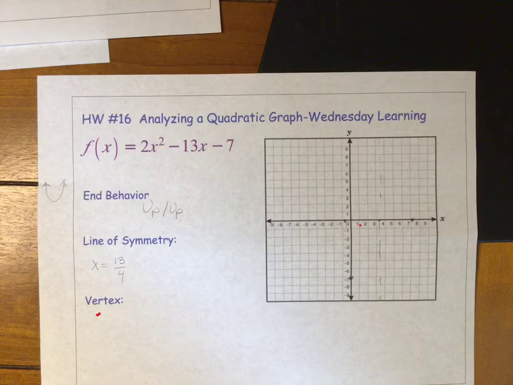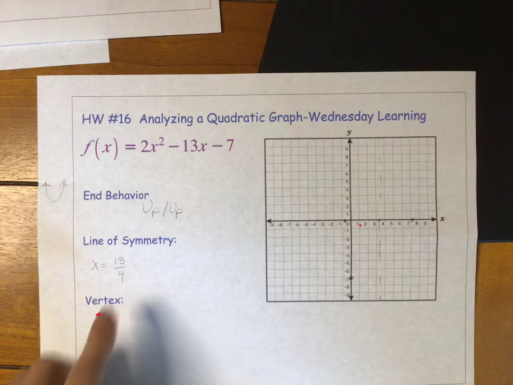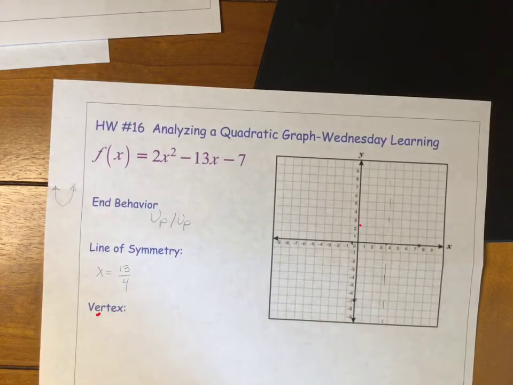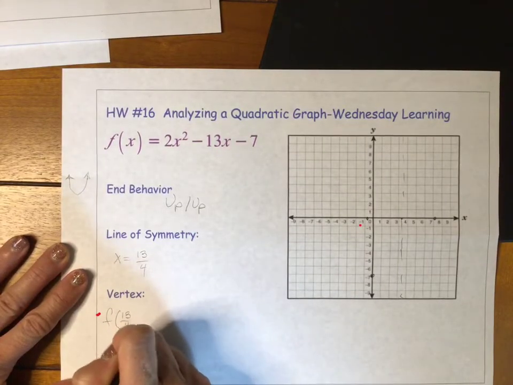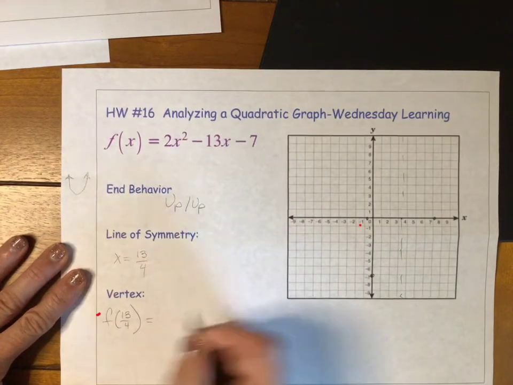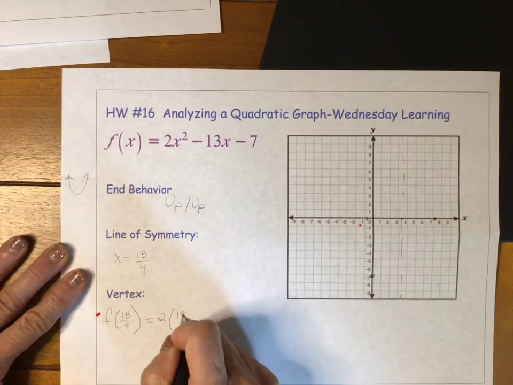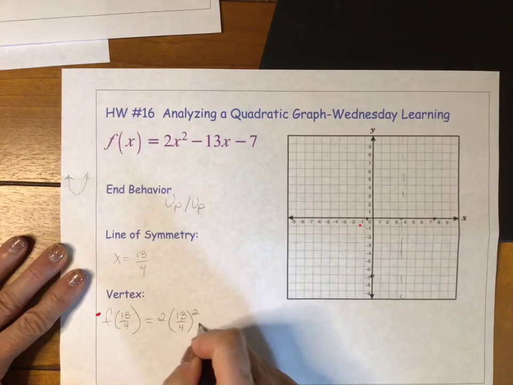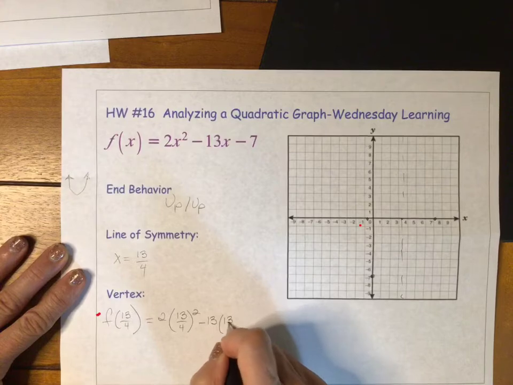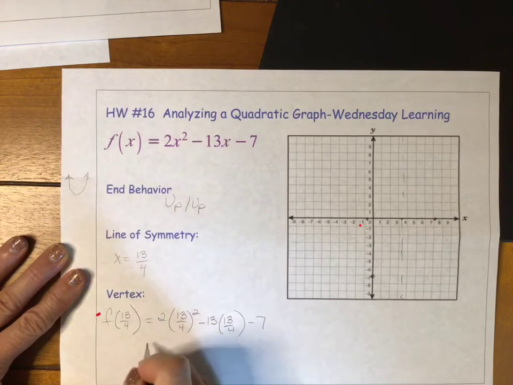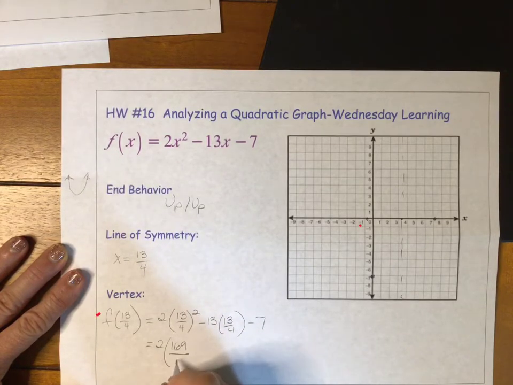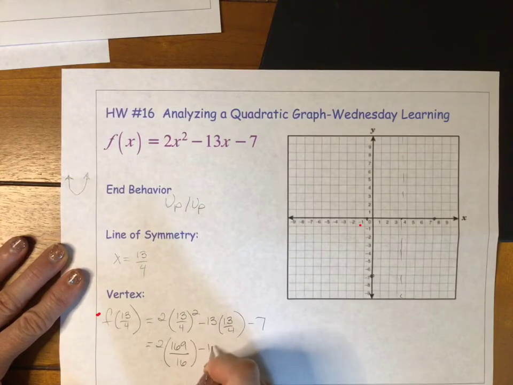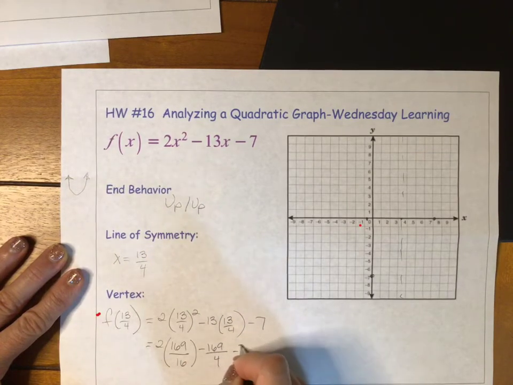And so we could do that one of two ways. We could complete the square and put it in vertex form, or we could just use the x-coordinate of our vertex and plug it in here. It's not going to be pretty, but it is pre-calc, so you got to embrace the ugly numbers. So 2 times 13/4 squared minus 13 times 13/4 minus 7. So we're going to have 2 times 169 all over 16 minus 169 over 4 minus 7.